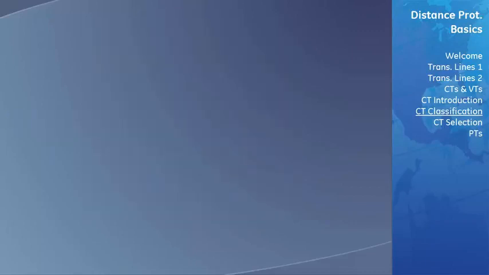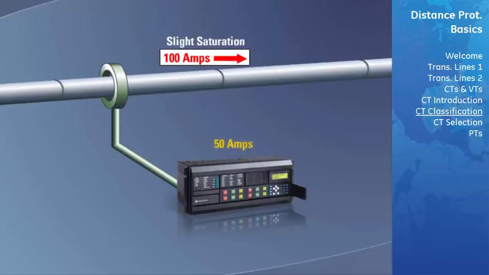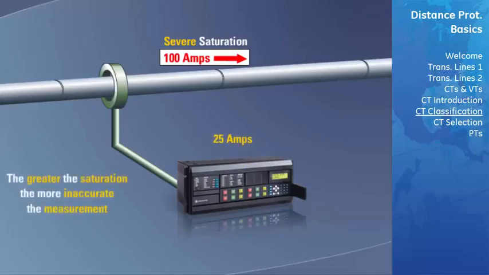We will now give an example demonstrating how a relay will measure a saturated CT. If 100 amps are passed through the CT primary under no saturation, then 100 amps is read by the relay. If the 100 amps, however, causes slight saturation on the CT, the relay's measurement is now decreased, and instead of reading 100 amps, it reads only 50 amps. If the 100 amps cause severe saturation, the relay's measurements are decreased even more, reading only 25 amps. The greater the saturation, the more inaccurate the measurements will be.